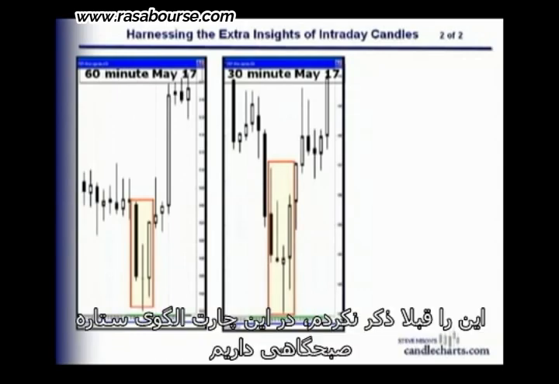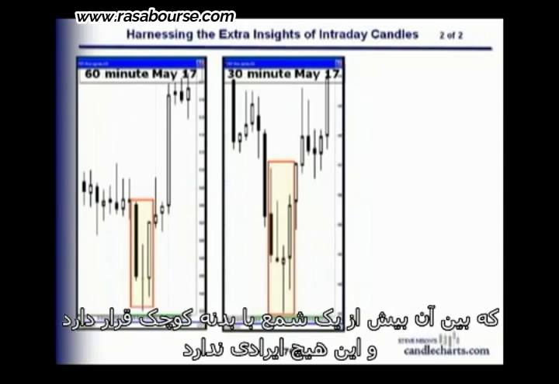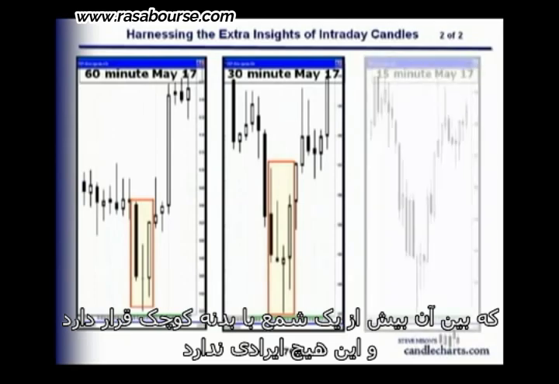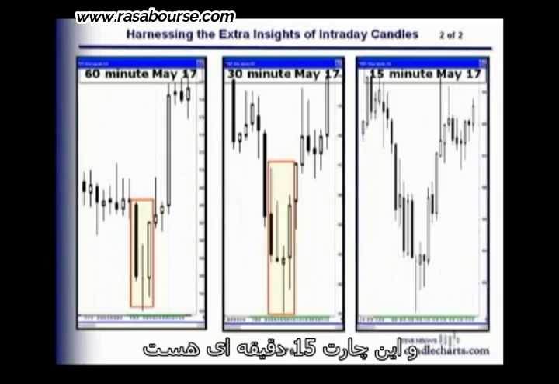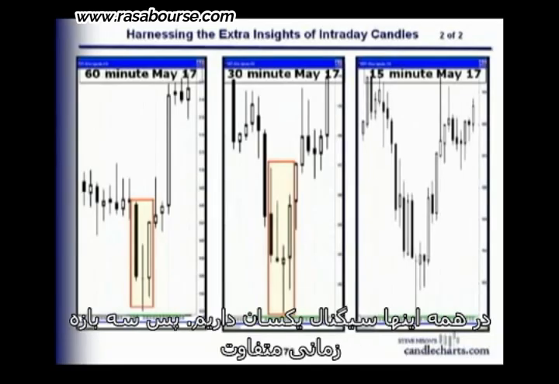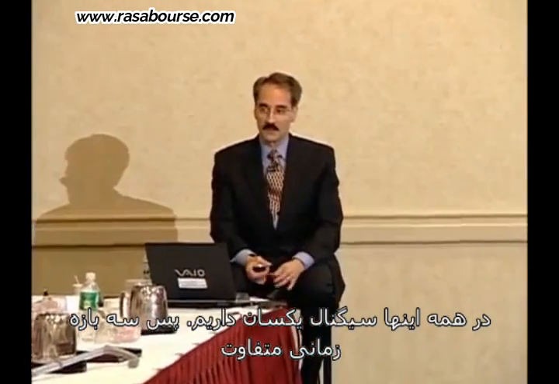This, by the way, I didn't mention this. This is a variation on the morning star. You could have more than one small real body between the black and white real body. And this is a 15-minute. Same thing. So 3 different time frames.